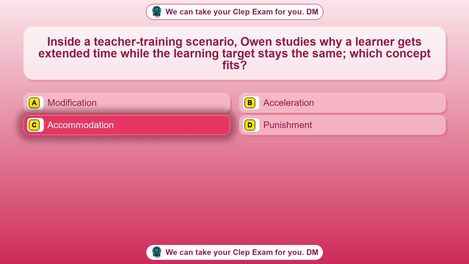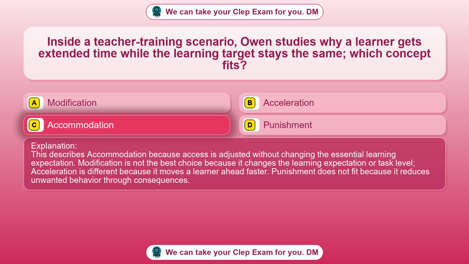Accommodation. This describes accommodation because access is adjusted without changing the essential learning expectation. Modification is not the best choice because it changes the learning expectation or task level. Acceleration is different because it moves a learner ahead faster. Punishment does not fit because it reduces unwanted behavior through consequences.